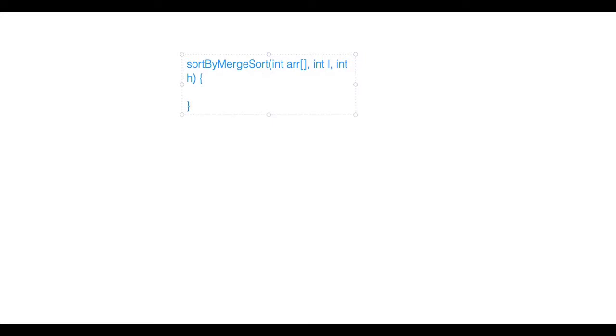Here, as long as we are not coming to a single number, and how will we say that we are not coming to a single number? We will say if left is less than high, right? Low is less than high, because if we are at a single position, we don't need to do anything at all.